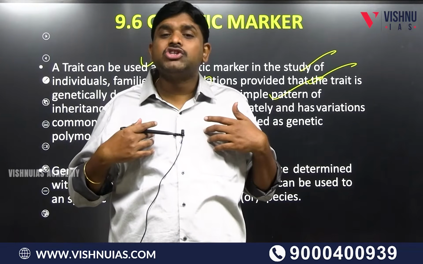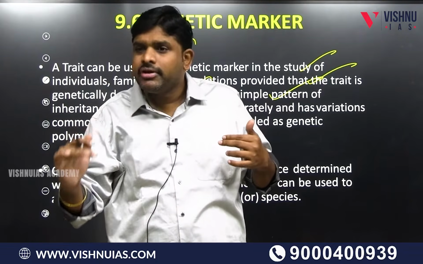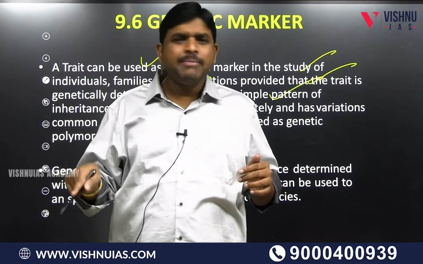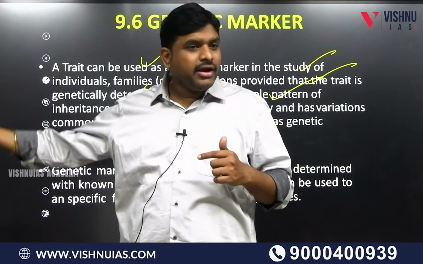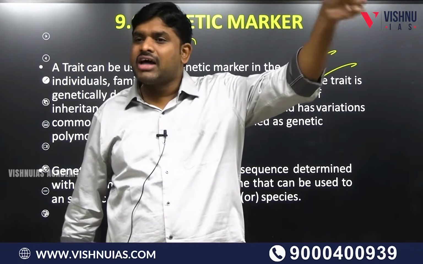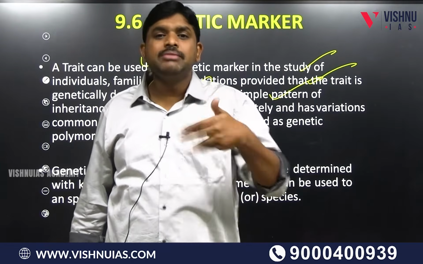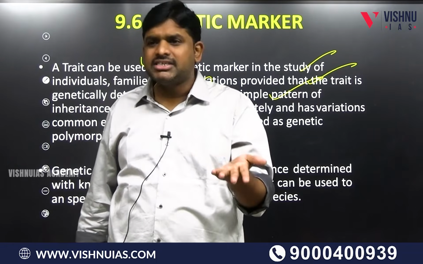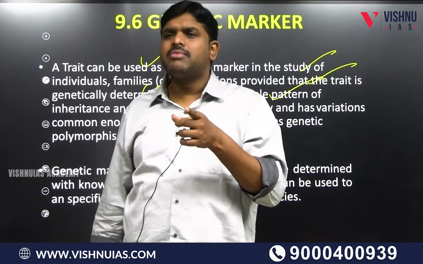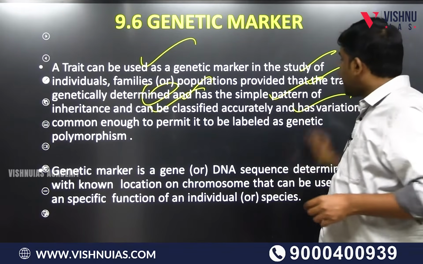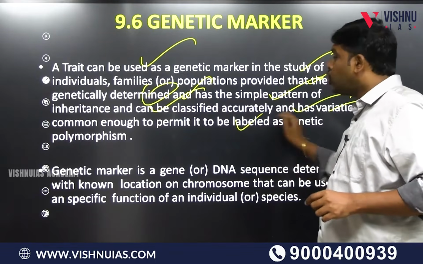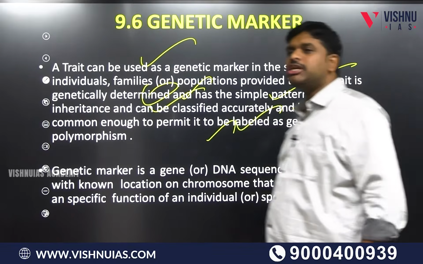So a genetic marker is also determined by a simple pattern of inheritance. It can be A or B or AB, but it cannot be C, it cannot be D. Why? Because I got it either from father or mother. What does that mean? Simple understanding: coming from father, coming from mother, and can be classified accurately, and has variations common enough to permit it to be labeled as genetic polymorphism.